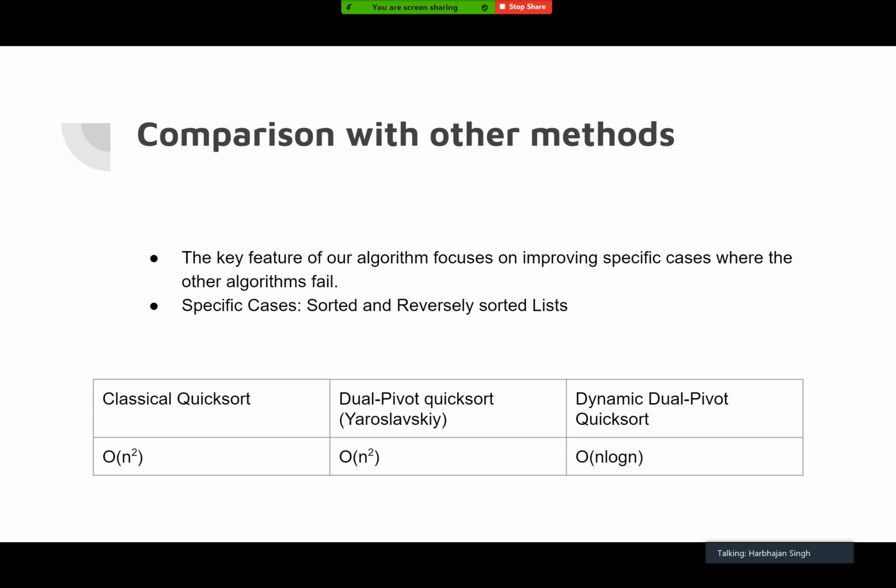Comparison with other similar quicksort methods: the key feature of our algorithm focuses on very specific cases, because we're trying to target those cases where the current quicksort variants fail. I mean, they don't fail, but they just take longer. Those specific cases are the sorted lists and the reversely sorted lists. In the table, we can see all the time complexities for these specific cases. We see that dynamic dual-pivot quicksort has the best time complexity among the three, which is O(n log n).